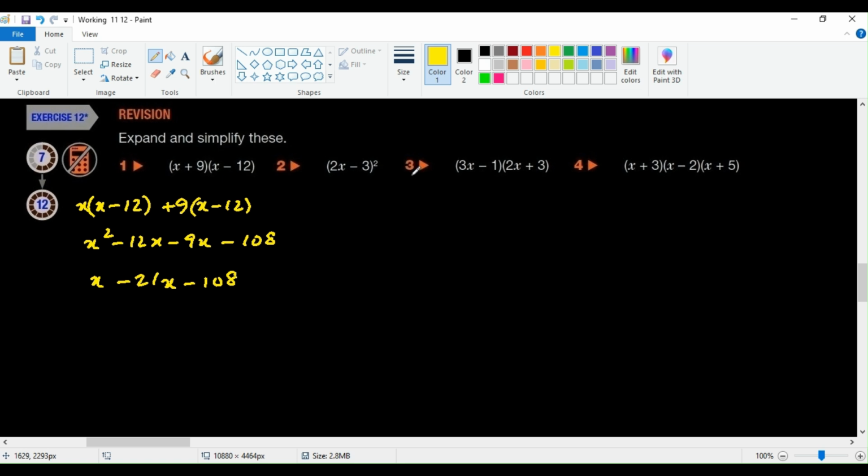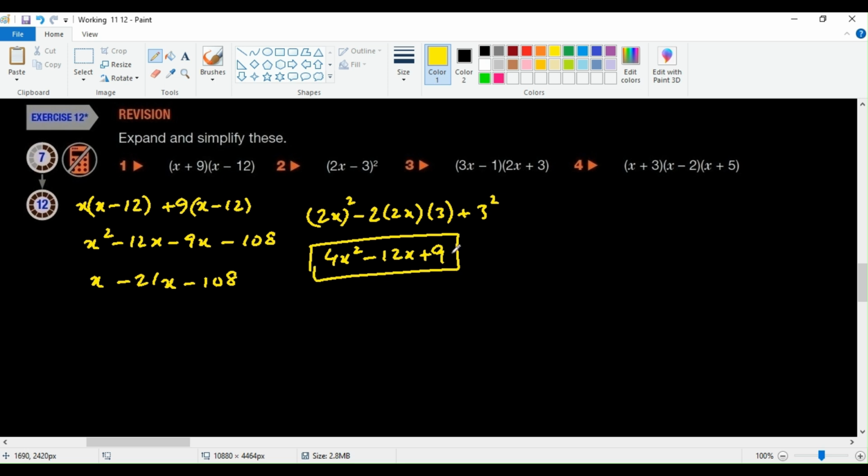Now once we are simplifying this bracket, this is going to be the (a minus b) whole squared formula. That means a squared minus 2ab plus b squared. That means this is going to be 4x squared, and 2 times 2 is 4, 4 times 3 is 12. So minus 12x and plus 9 is going to be the answer for this question.